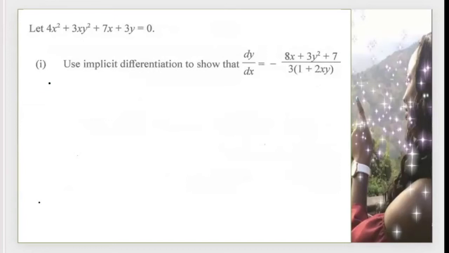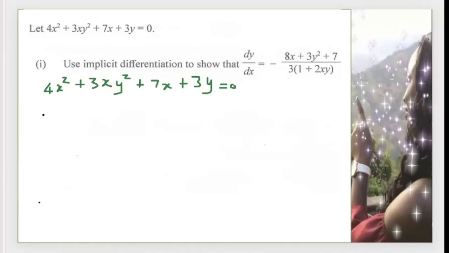It was repeated. Now let me go ahead and rewrite the function: 4x squared plus 3xy squared plus 7x plus 3y equal 0. Now when we're differentiating implicitly, just remember, as stated in the previous videos, if you're seeing a y, we have to put dy dx beside it when differentiating. So let's go ahead and differentiate this function.